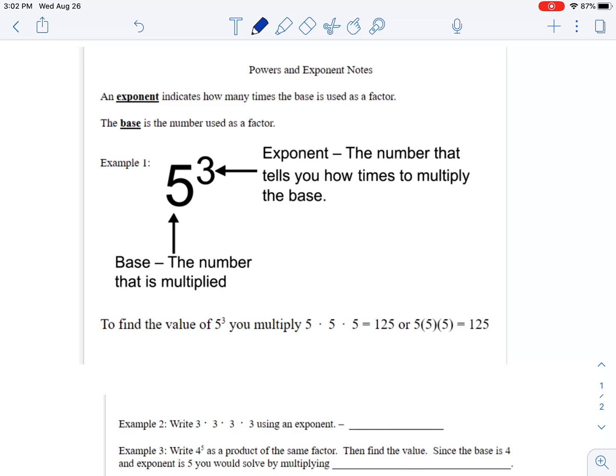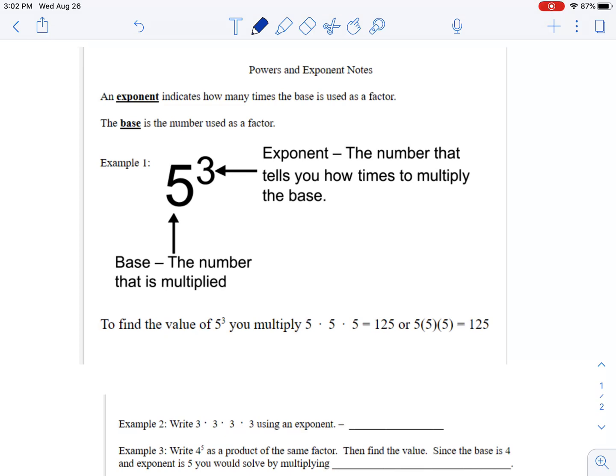All right, so this right here is what we call an exponential number. Actually, this little 3 is the only thing that is the exponent. But this whole thing is called an exponential number, but most times we just call them exponents. The large number, in this case the 5, is called your base, and it has a job, and its job is it's actually the only number that is multiplied.